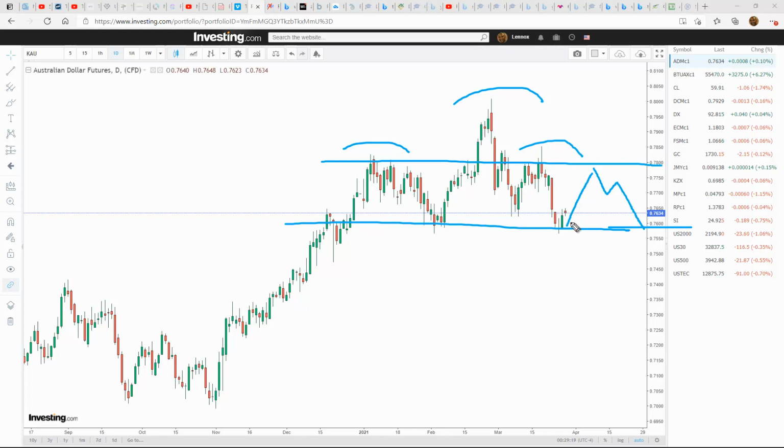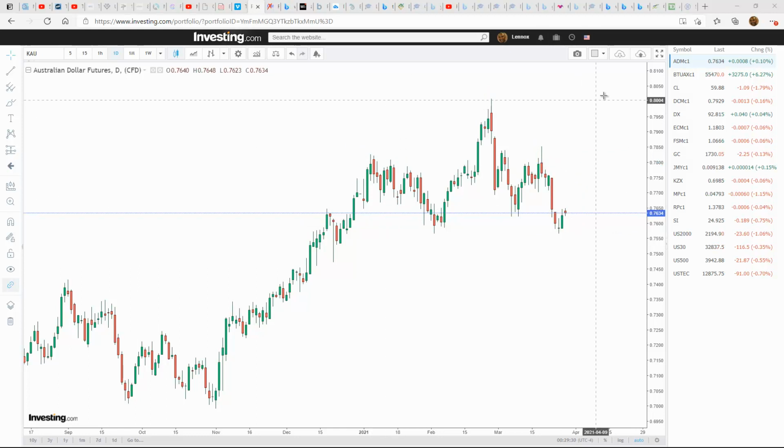Going into this week, like I say, we could see a short-term bounce to the upside, but that will again be short-lived. Okay, so that's the Australian dollar.